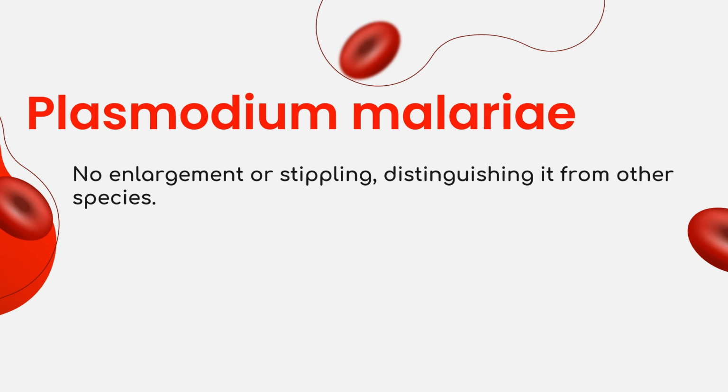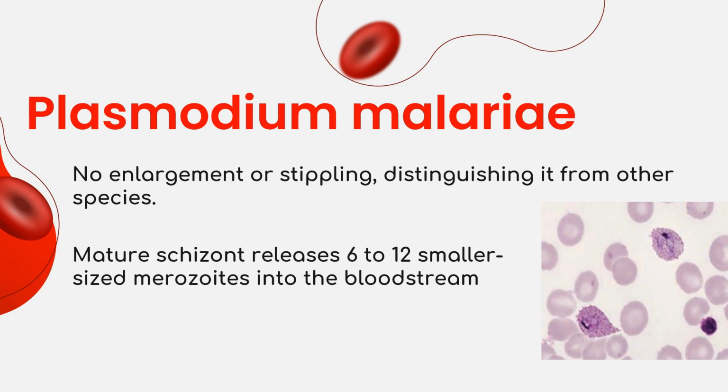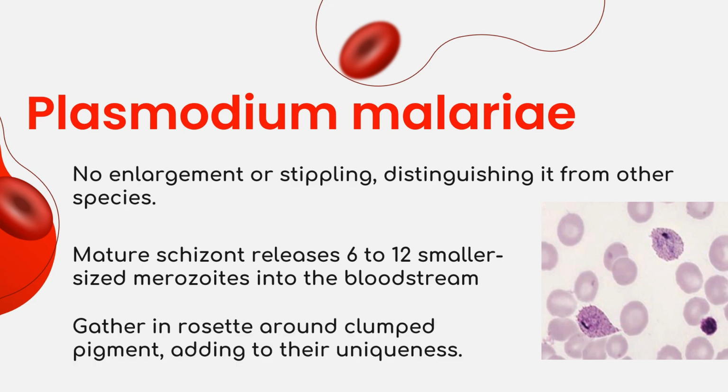When it comes time for reproduction, Plasmodium malariae's mature schizont releases 6 to 12 merozoites into the bloodstream. These merozoites, though similar to those of Plasmodium vivax, are smaller in size. It's incredible how even within the microscopic world, diversity exists. And let's not forget about the gametocytes of Plasmodium malariae. These fascinating forms often gather and form a rosette around clumped pigment, adding another layer of uniqueness to their appearance.